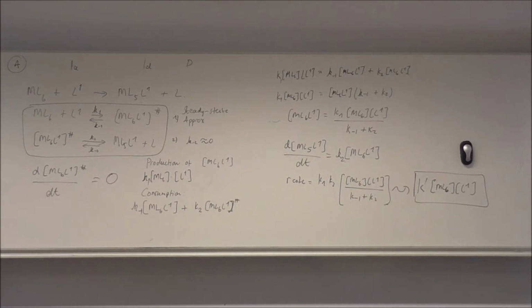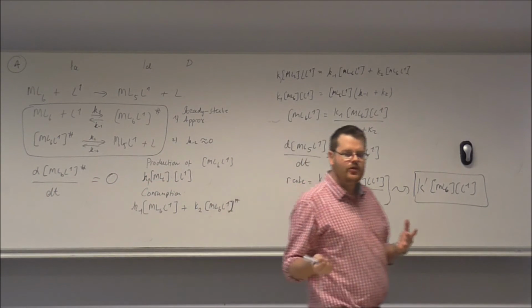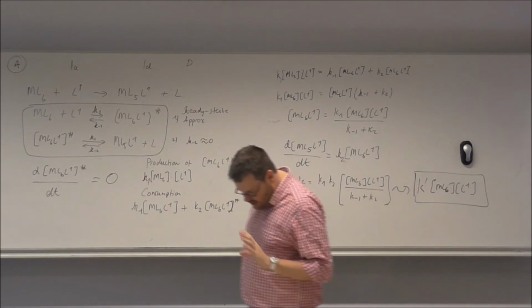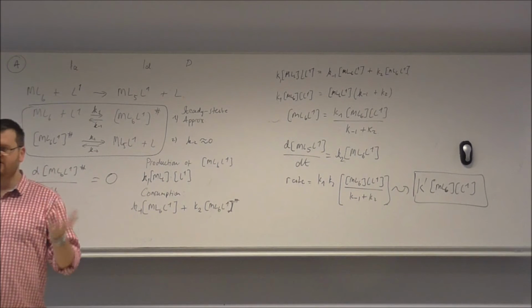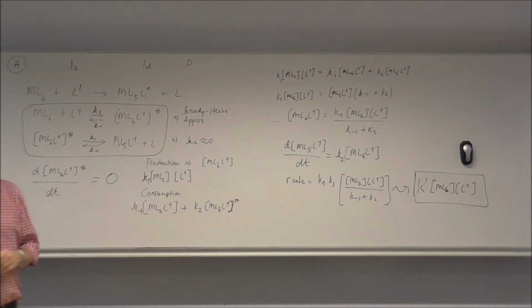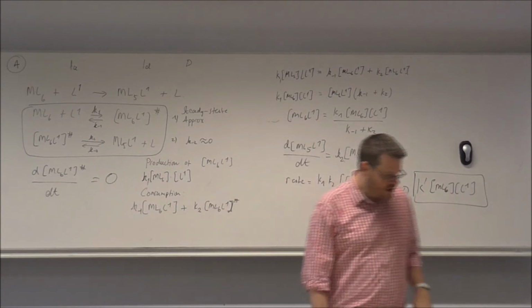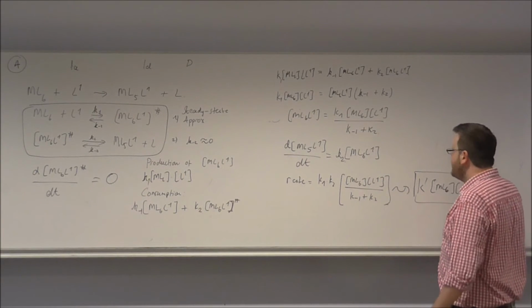And that's an important result because it means that if you want to figure out if a reaction is associative or dissociative, you can play around with the concentrations of the starting complex and the ligand, and if there's a change in the rate, you can say, well, it could be an A mechanism. So that's the story for an associative mechanism.